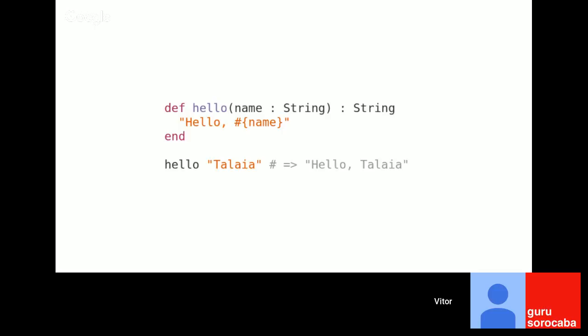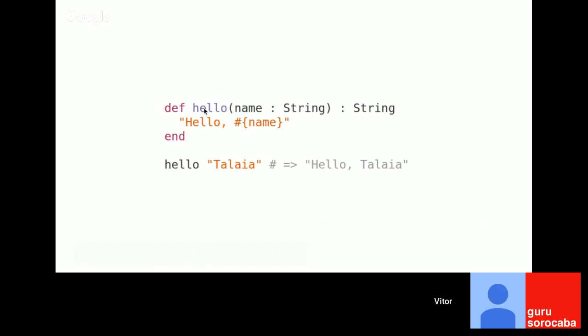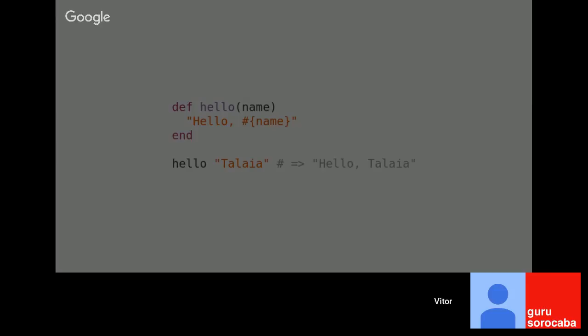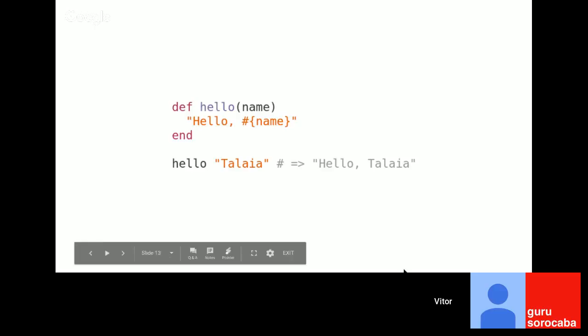Like this example. This is a simple method called hello that receives a string called name and returns a string. So this is the notation for this variable called name, and this is the notation for the return value that is also a string. But the cool thing is that we don't need to do that. We can simply omit the type notation, and the compiler will know what type it is. It has a good type inference engine, so it's really cool. If you have ever written some Ruby code, this is exactly like it. This is valid Ruby. This is valid Crystal.